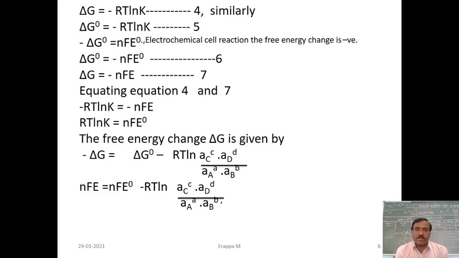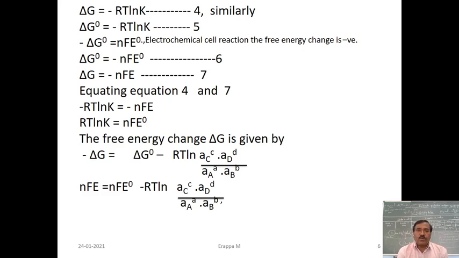In an electrochemical cell reaction, the free energy change is negative. So delta G0 is equal to minus nFE0, that is equation 6. Then delta G is equal to minus nFE. Similarly, you have to write the free energy change and the standard free energy change. So delta G is equal to minus nFE, that is equation 7.